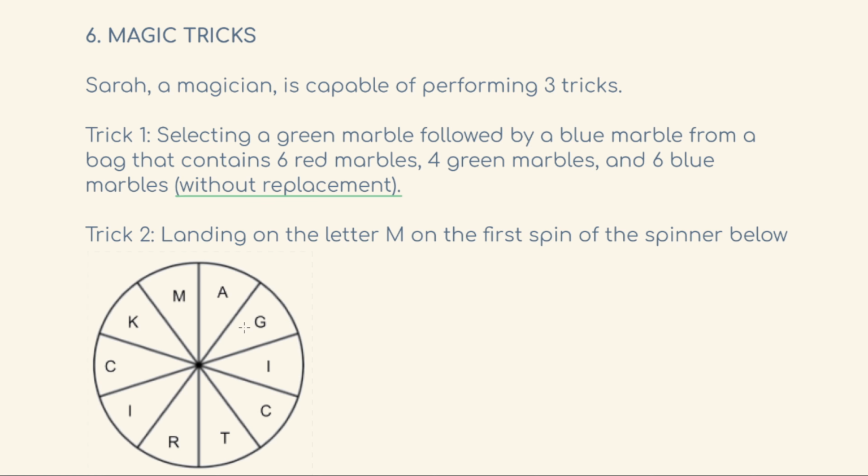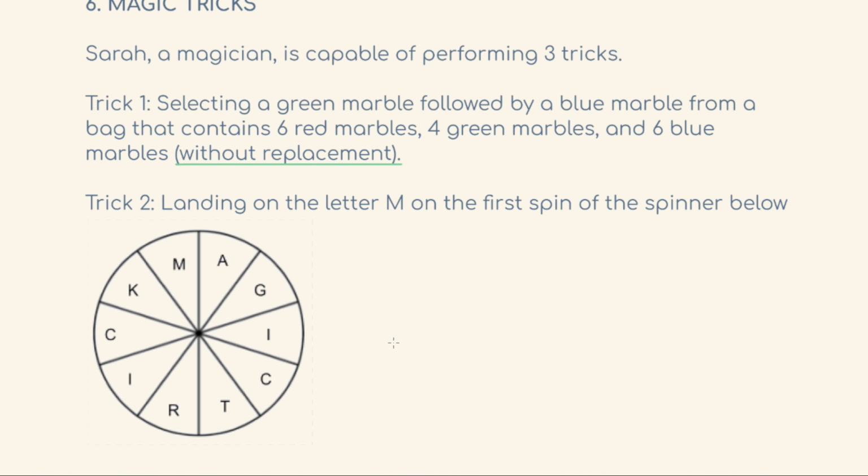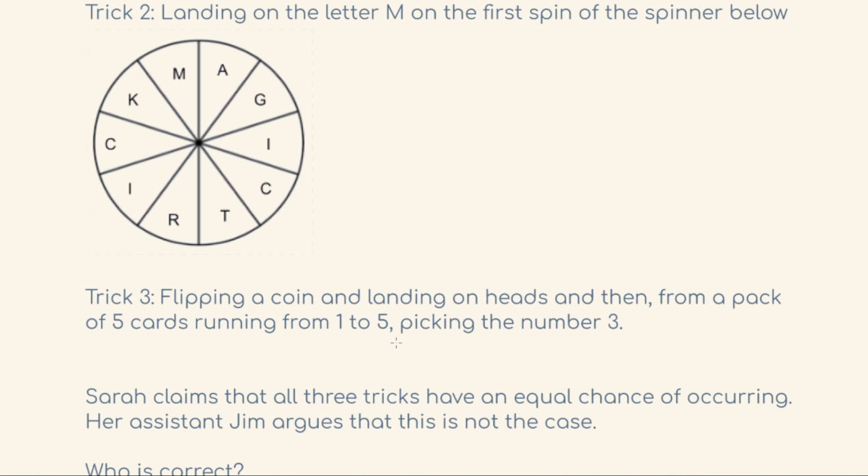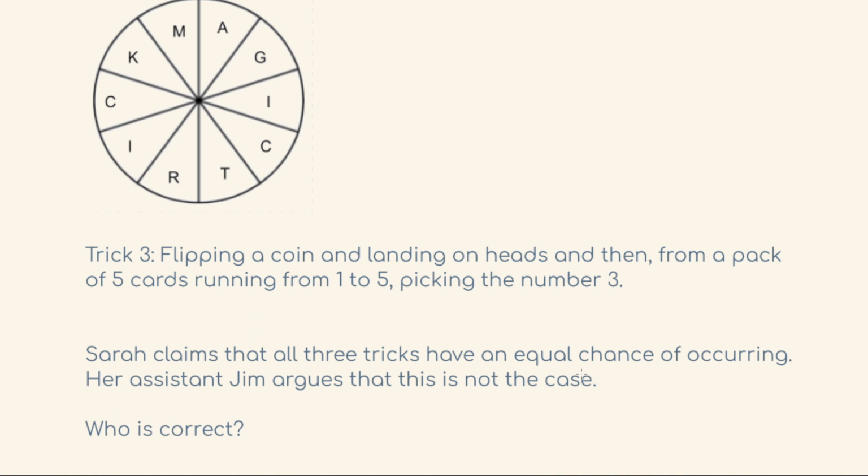So she's going to spin it, and it's going to land on M. Okay. And trick number 3 is flipping a coin and landing on heads, and then from a pack of 5 cards running from 1 to 5, picking the number 3. Now, Sarah claims that all 3 tricks have an equal probability or equal chance of occurring. Her assistant, Jim, argues that this is not the case, and we want to know who is correct.